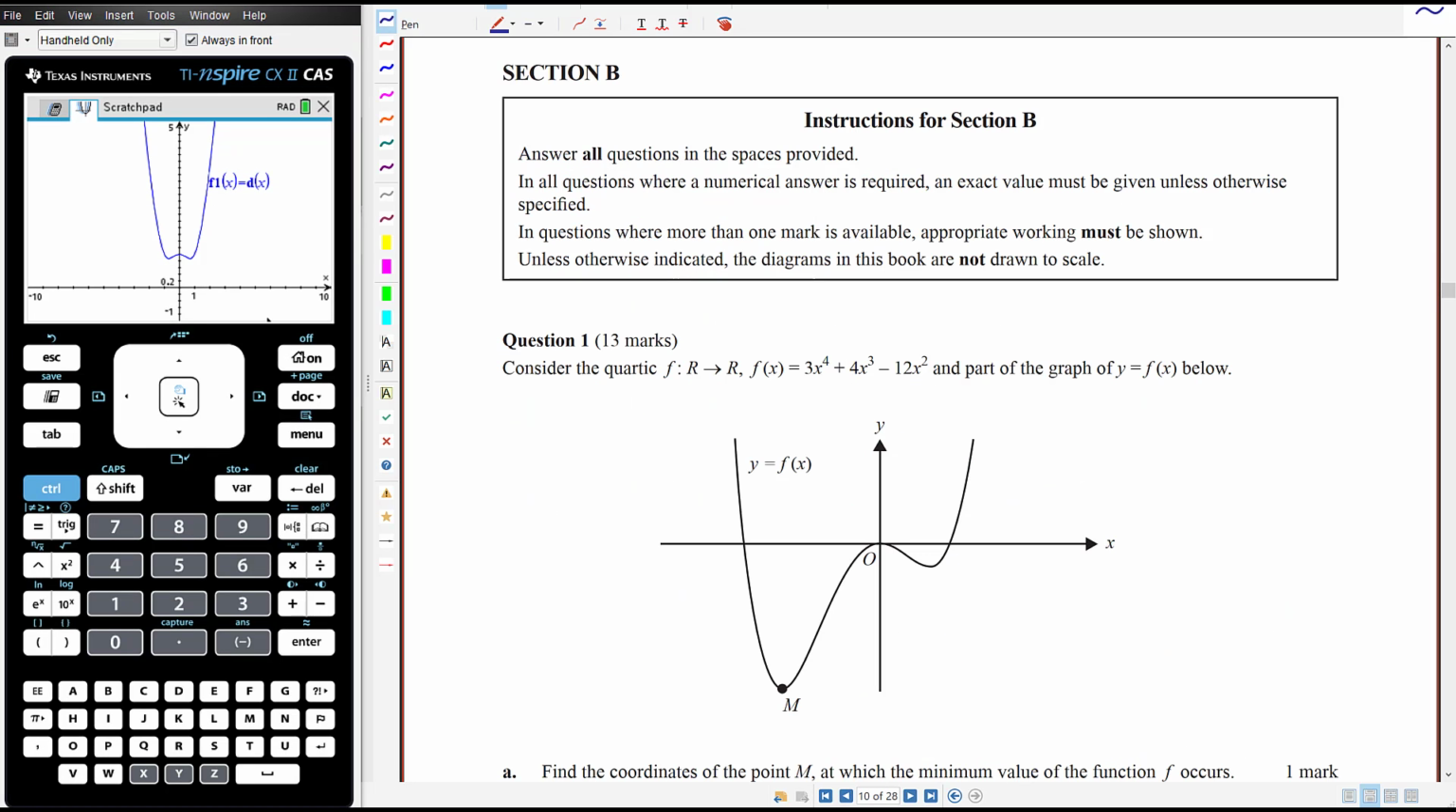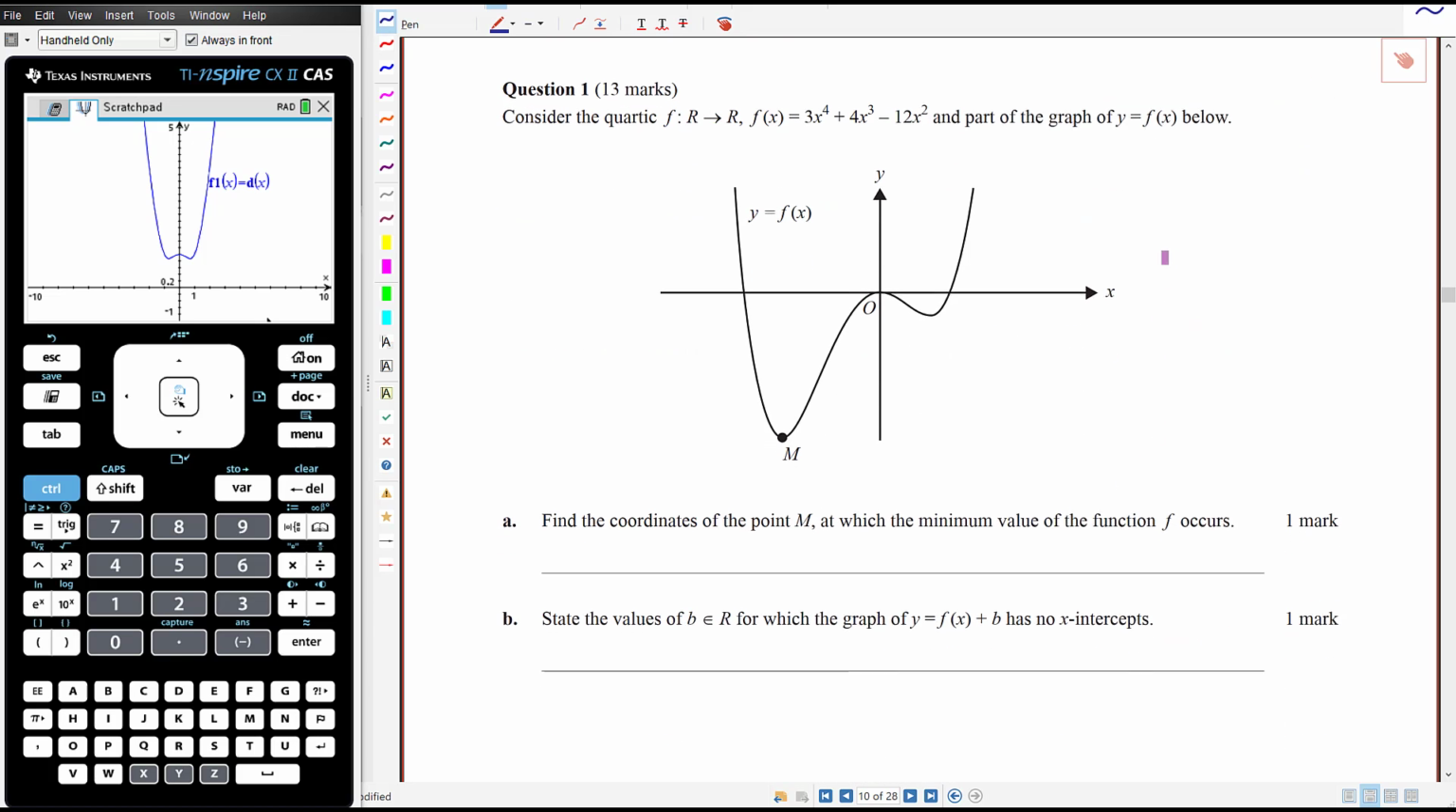Okay, so section B, the standard instructions as usual. The two to be really mindful of as always, particularly when you have your CAS: in all questions where a numerical answer is required, an exact value must be given unless otherwise specified, and in questions where more than 1 mark is available, appropriate working must be shown. So a 2-mark question needs more than an answer, and if you're not told to give a rounded value, don't give a rounded value. Okay, let's work through the questions.